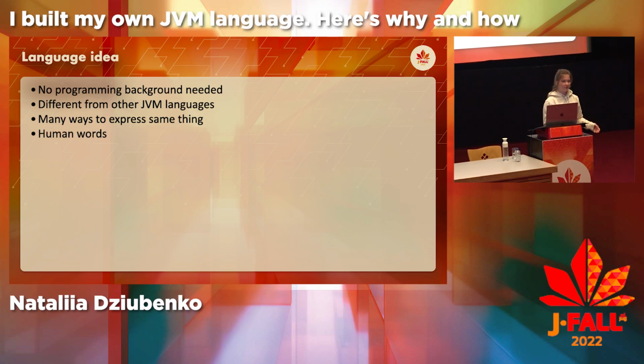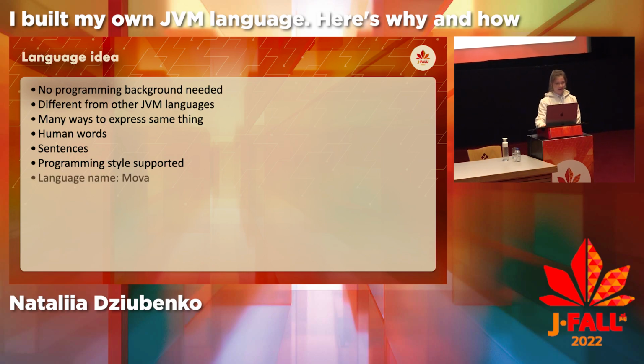I thought I'd use human words that would be forming normal, regular human sentences. It came as far as, even for symbols like plus and minus, I would also give a possibility to word them with words, just for fun, why not? And I thought, okay, let's also support a bit of programming style sometimes, so it's actually usable by developers as well. And I decided to give it a name. I called it Mova, which from Ukrainian translated means the language. I'm Ukrainian.